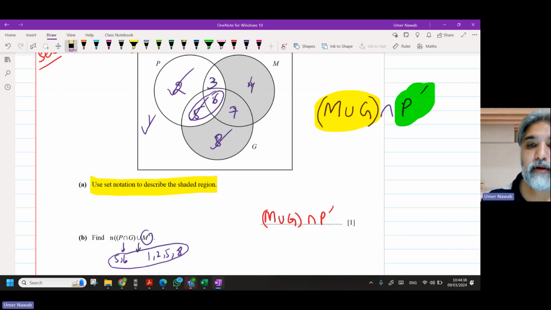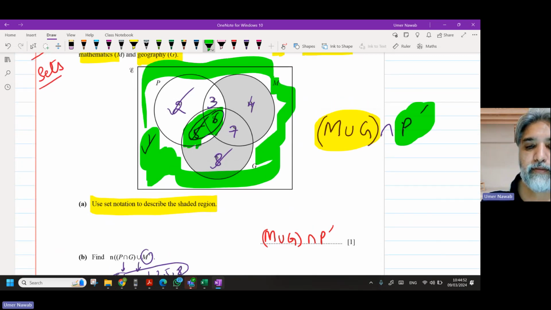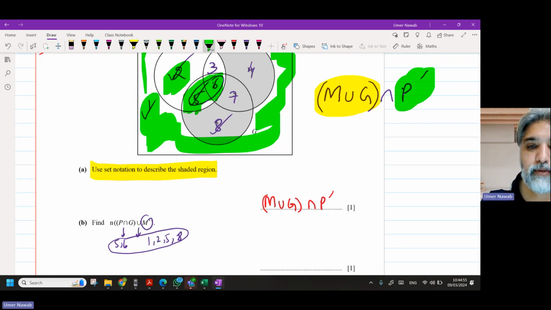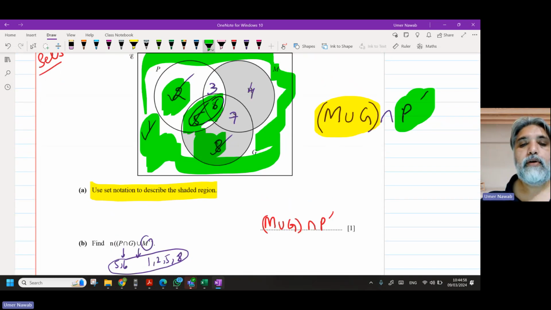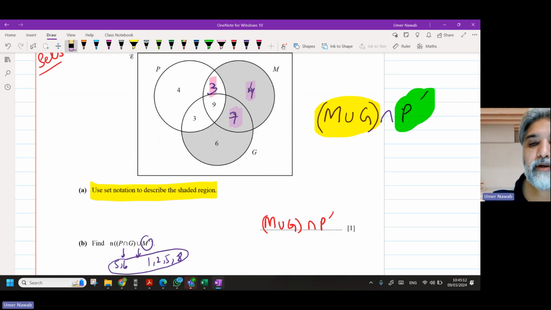So let's do. I will do the shading, guys. 5 and 6. Okay. 1, 2, 5, and 8. 1 complete. 5, 2, and 8. So I'm considering everything, guys. So just ignore this, this, and this, and the rest of them you need to consider. So I need to consider 4, 3, 6, and outside. Outside there is no one.